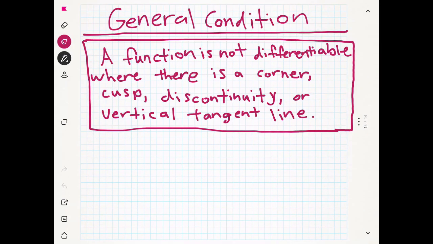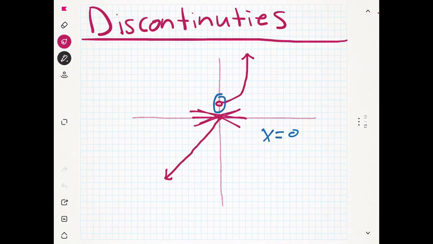So to summarize, the general condition is that a function is not differentiable where there is a corner, cusp, discontinuity, or vertical tangent line. Other than those four main conditions, a function will be differentiable. And it's very helpful if you can get a graph of that function and of its derivative so you can see if those conditions are present. Because a lot of times if you're not given a graph, you pretty much just have to know or memorize how that graph looks.